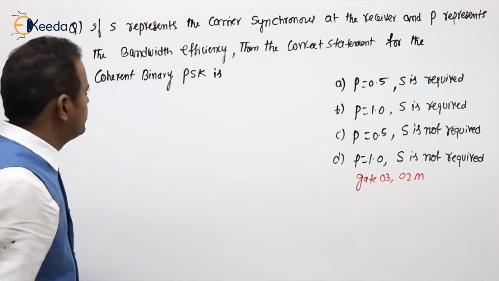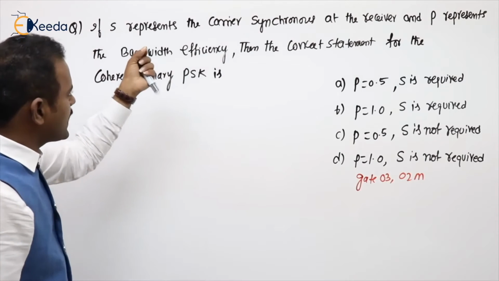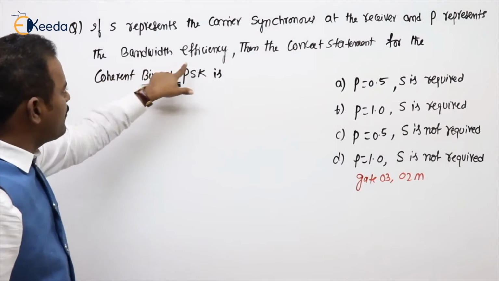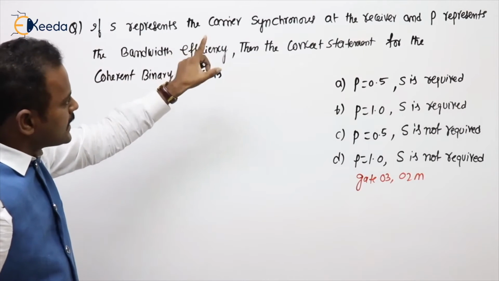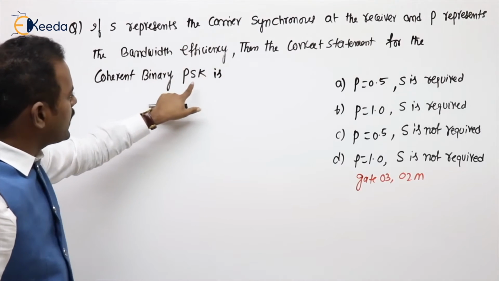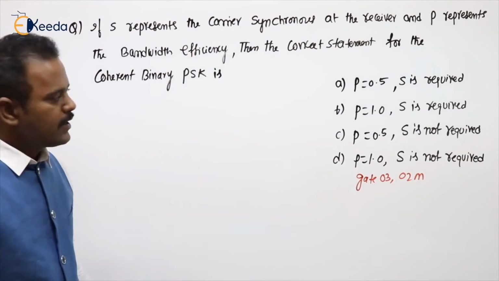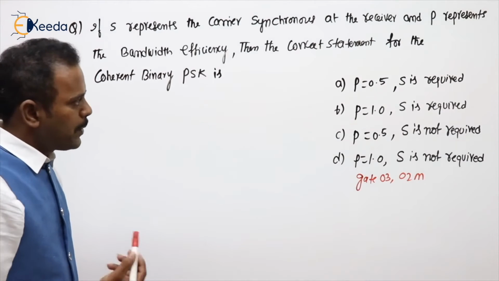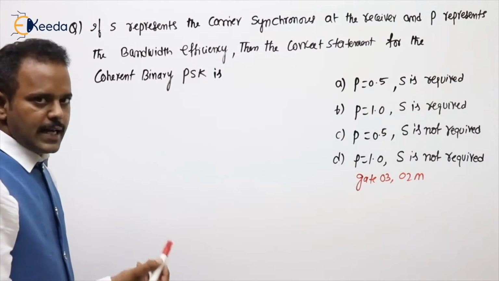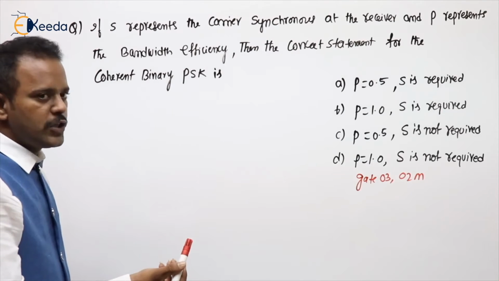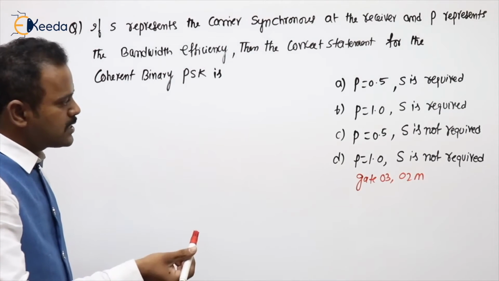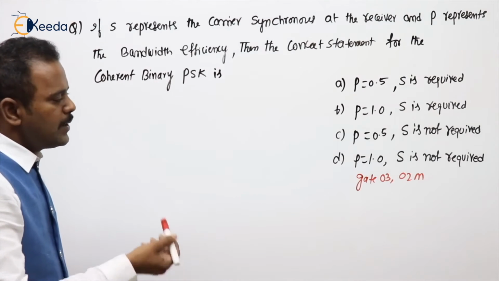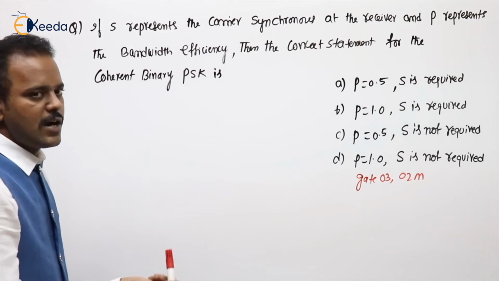See the next problem. If S represents the carrier synchronization at the receiver and P represents the bandwidth efficiency, then what is the correct statement for coherent binary PSK? He gave 4 options. Option A, P equal to 0.5, S is required. Second option, P equal to 1.0, S is required. Option C, P equal to 0.5, S is not required. Option D, P equal to 1.0, S is not required.